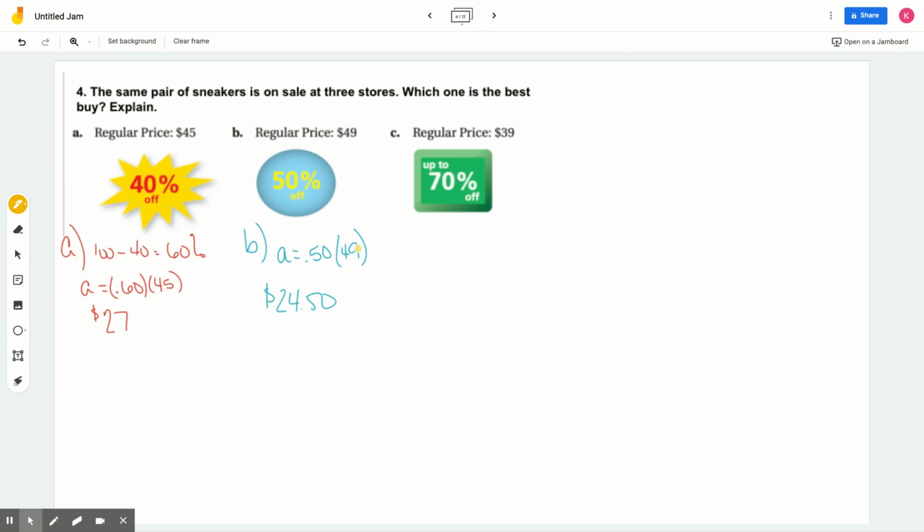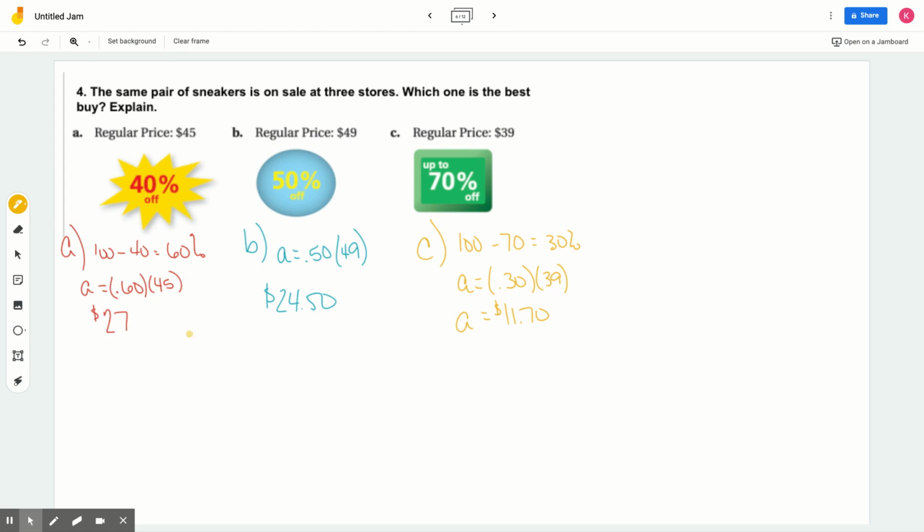Let's now take a look at these shoes from store C. I want you to try setting up the equation on your own. So as you can see here, I calculated part C with the discount of 70%. So if there's a 70% discount, we're going to pay for 30%. 0.30 times 39 will give us $11.70.